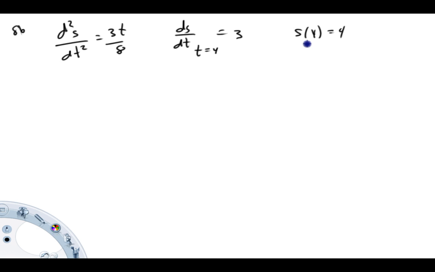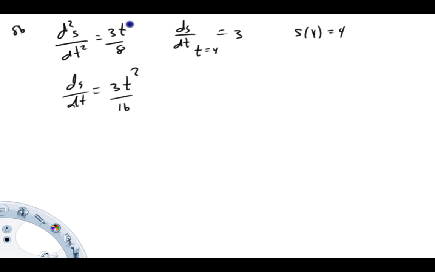Now, first step here, what I'm going to do is just anti-differentiate both sides of this equation. Think of it like this. This is s, and you can think of this as an operator. This means differentiate s twice. If I anti-differentiate this, we're down to just ds dt equals the right-hand side. When we anti-differentiate this side, we're going to get 3t squared over 16.